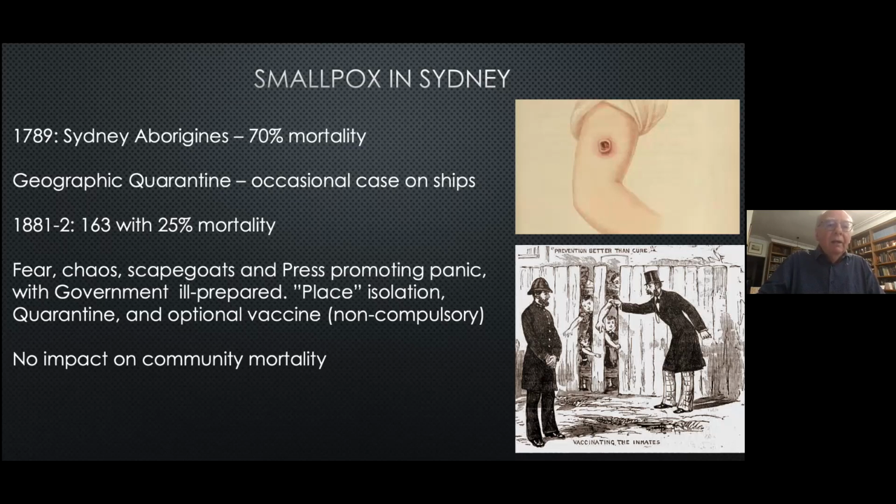In 1881, we had the worst epidemic of smallpox in the Western population in Sydney. There were 163 cases, a quarter of them died, which was about the mortality you'd expect from smallpox at the time. And again, there was the fear, the chaos, the scapegoats, press promoting panic, and the government was quite ill prepared. We talked about the isolation, quarantine, and the optional vaccine, which was non-compulsory but used by the great majority of people in the community, and the epidemic quickly came to an end.